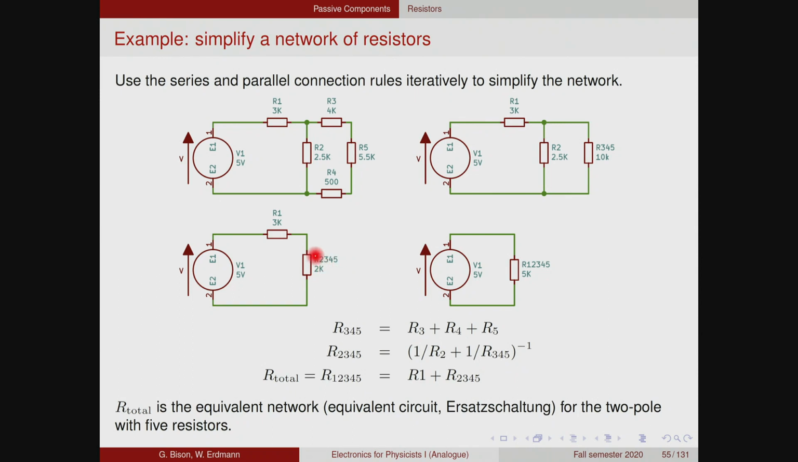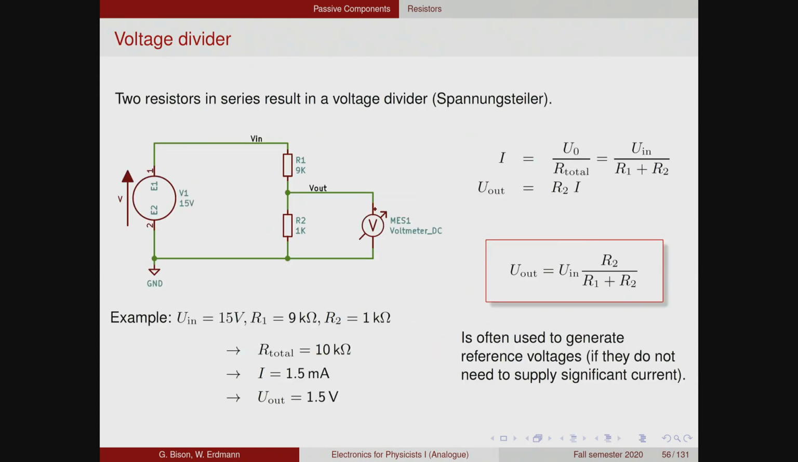And then simply we add these two values and find that the whole network is equivalent to one resistor of 5 kilo ohms. Okay.